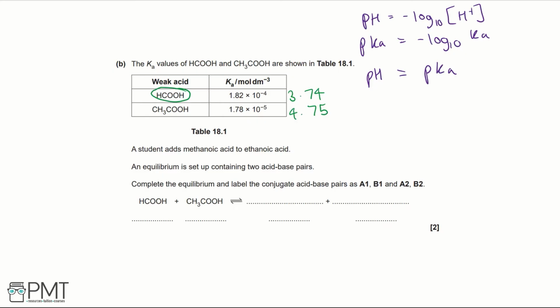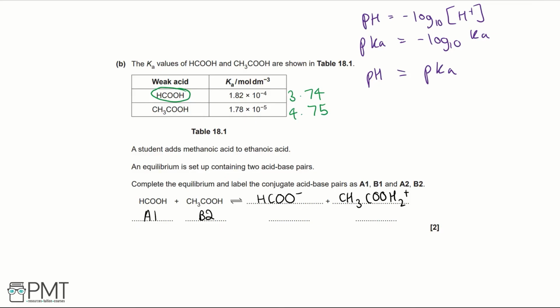So then if we're going to label the acid and the base, we can label A1 and B2. So then finishing the equilibrium, we know that methanoic acid is the stronger acid, so it's going to produce the negative ion of HCOO-. And then ethanoic acid is going to gain this hydrogen because bases are proton acceptors and acids are proton donors. So then this is going to be CH3COOH2+.